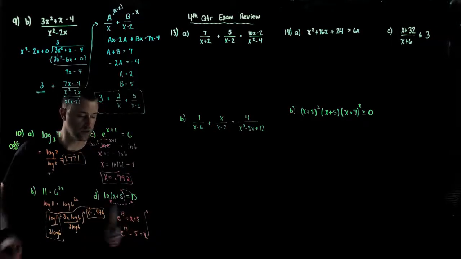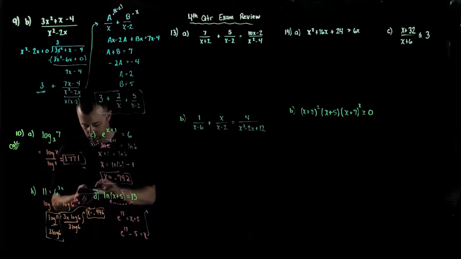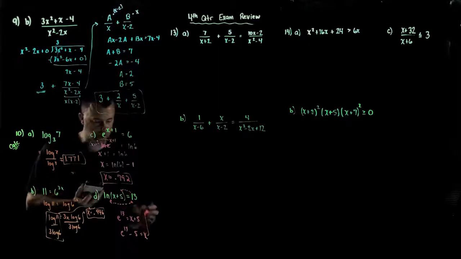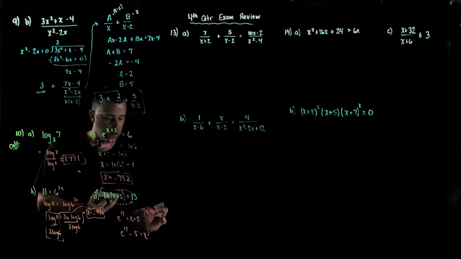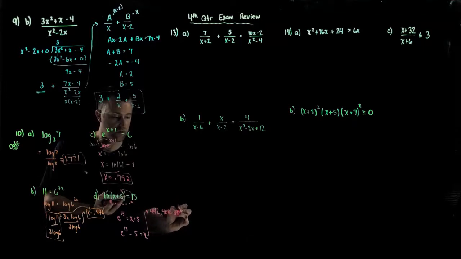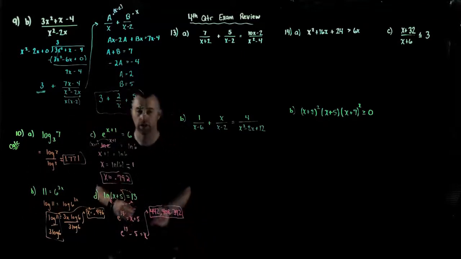So we're just plugging that into our calculator. So this one, we just go second natural log. So e to the 13th minus 5, and if you do this right, it's going to be a big number, but it's 442,408.392. So that is going to be 10D. And again, those are all using your calculator.